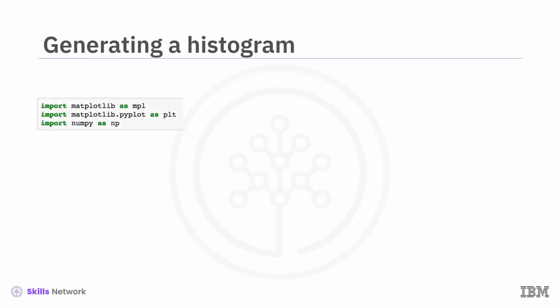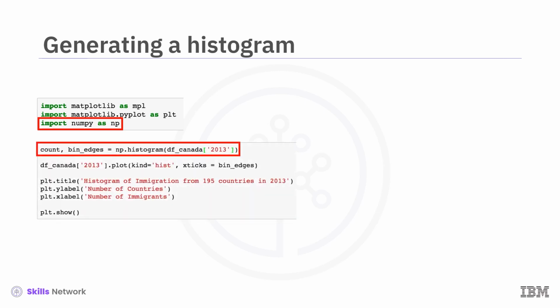So, as usual, we start by importing Matplotlib and its scripting interface, but this time we also import the NumPy library. Then we call the NumPy histogram function on the data in column 2013. This function is going to partition the spread of the data in column 2013 in 10 bins of equal width, where 10 is the default number of bins. It also computes the number of data points that fall in each bin and then returns this frequency of each bin, which we are calling count here, and the bin edges, which we will call bin_edges.